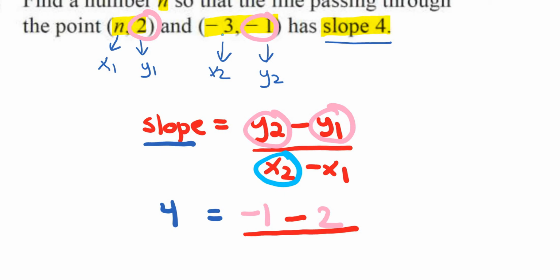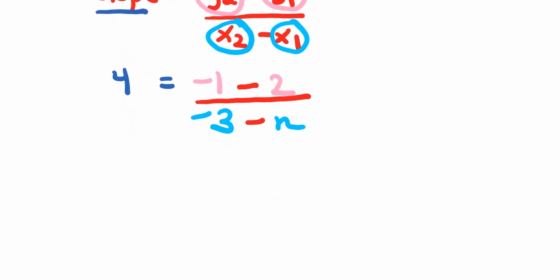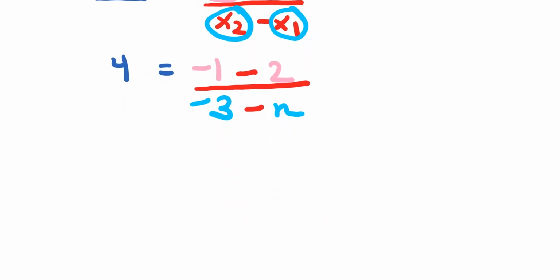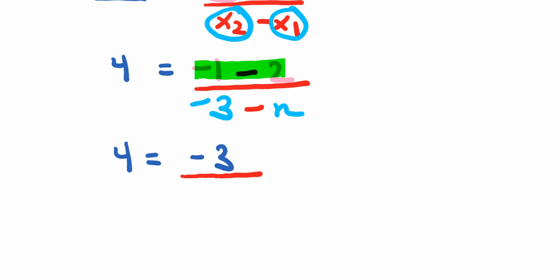the value of x2, which is -3, so -3, minus, and then what's the value of x1? The value of x1 is n, so n will be here. A slightly different setup from the previous problem, where our variable is now on the denominator. Let's simplify this. So 4 equals, now what's -1 minus 2? That's going to be -3, all divided by -3 minus n.